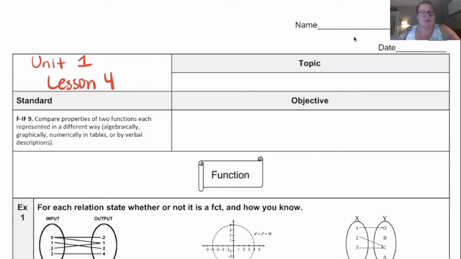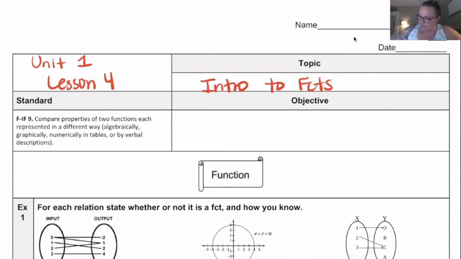And today's topic is all things functions. So today is going to be kind of like an introduction to functions. And hopefully this is a review of everything that you learned about functions in Algebra 1. So nothing should be too new, per se.